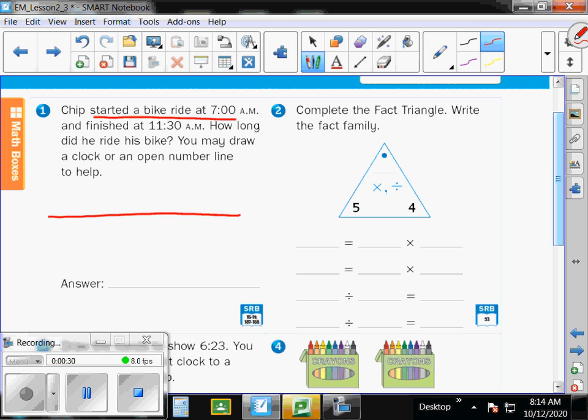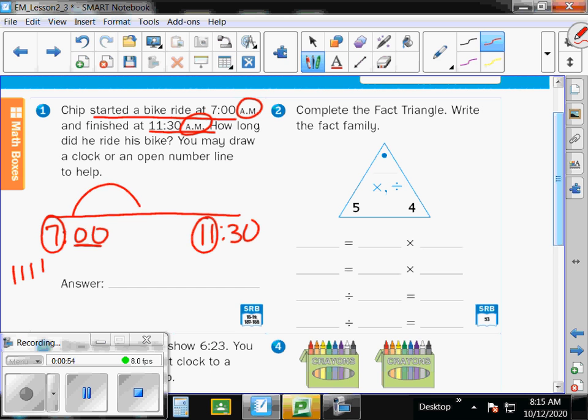I'm going to put my starting time as 7 o'clock. I'm going to put my ending time of 11:30. I'm going to make sure that I'm talking about a.m. for both. All right, and then I'm going to get started jumping. Now I'm already at an easy time, so I'm just going to start with jumping my hours. I need to get from the 7 o'clock hour to the 11 o'clock hour. So when I do that, 7, 8, 9, 10, 11, I need to jump 4 hours, right? That's going to get me to 11 o'clock.